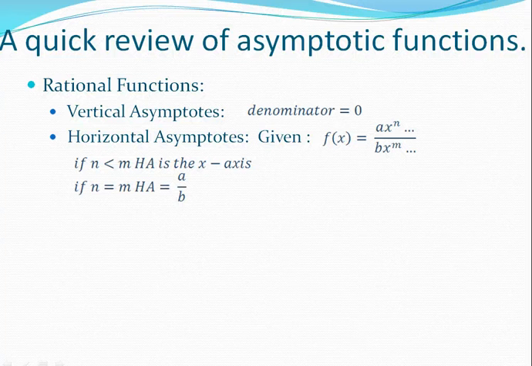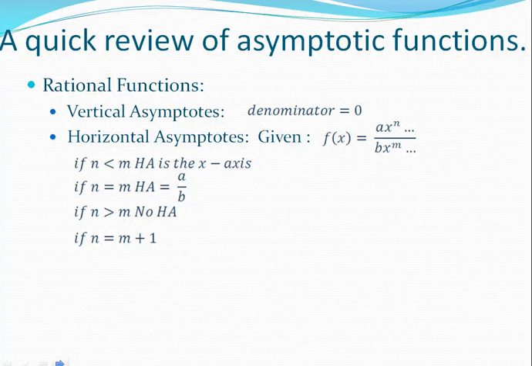If n is equal to m, we want to take the ratio of the leading coefficients. If our n is greater than m, we won't have a horizontal asymptote, but a slant asymptote might show up. If n is exactly equal to m plus 1, you do long division to find that slant asymptote.